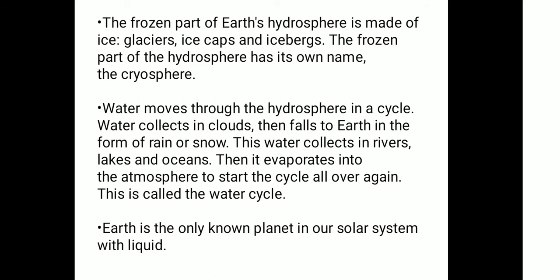So you will have an idea about the whole water cycle. First of all, water moves through the hydrosphere. Water collects in clouds, then falls on the earth in the form of rain or snow. All this rainwater or snow is collected in rivers, lakes and oceans. Then again it is evaporated by solar evaporation. It goes to the atmosphere and starts the cycle again. This whole process is called the water cycle.